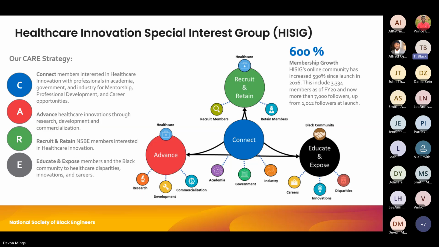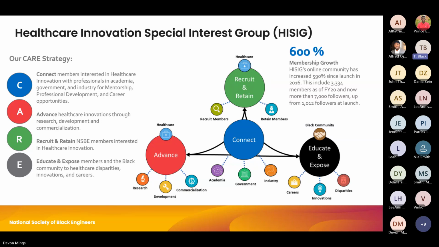Just to briefly go over our care strategy. Our care strategy is made up of 4 concepts: connect, advance, recruit and retain, and educate and expose. So the care strategy is really breaking it down to connecting members interested in healthcare innovation with professionals in academia, government, and industry, and with mentorship, professional development, and career opportunities. Advancing healthcare innovations through research, development, and commercialization. In addition to recruiting and retaining NSBE members interested in healthcare innovation, and educating and exposing those members in the Black community to healthcare disparities, innovations, and careers. That is essentially our care strategy across HiSig.